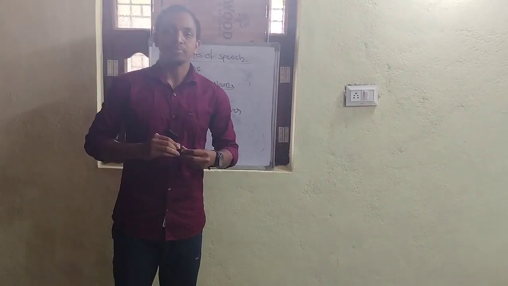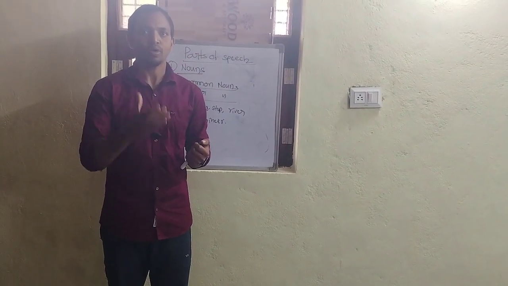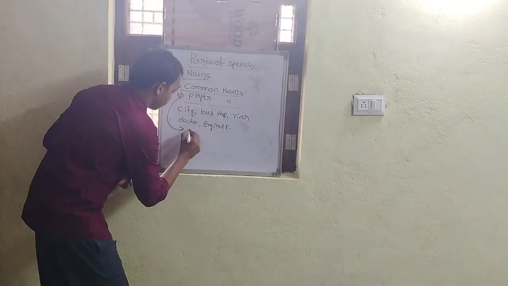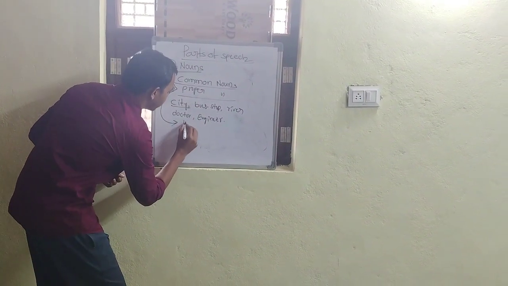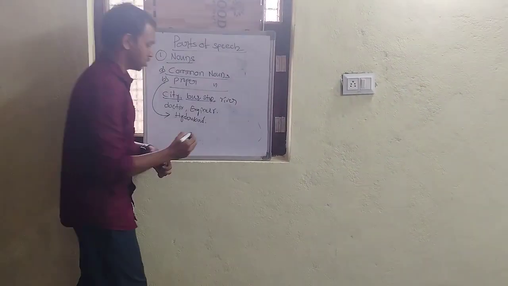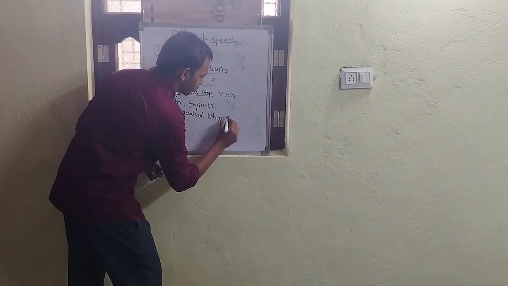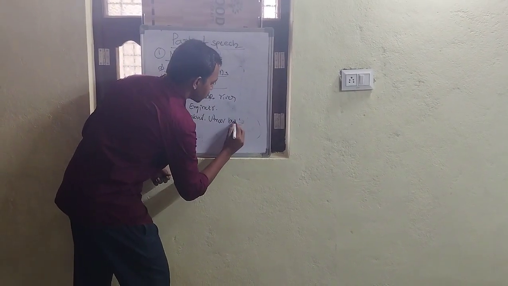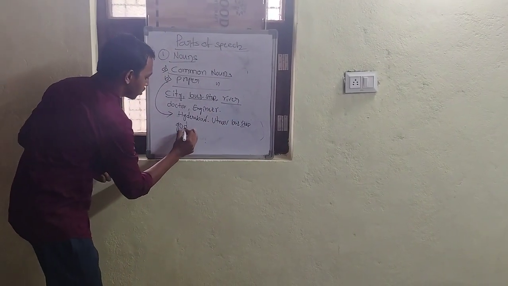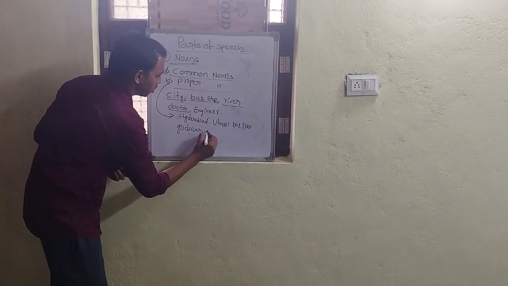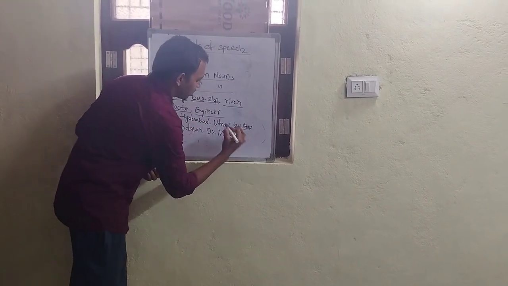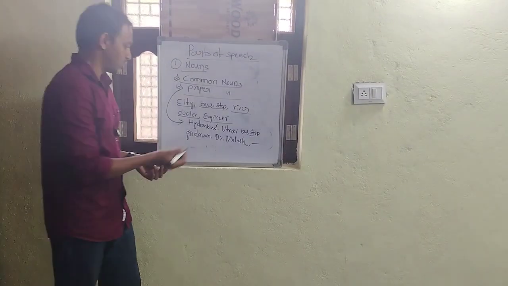Proper noun is nothing but mentioning a person's name, a thing's name, or a place name clearly, in a proper way. That is called a proper noun. For example: city Hyderabad, and bus stop, Utnur bus stop, and also river Godavari, and also doctor, so Dr. Mallesh, and engineer, so a proper engineer name, like other persons.